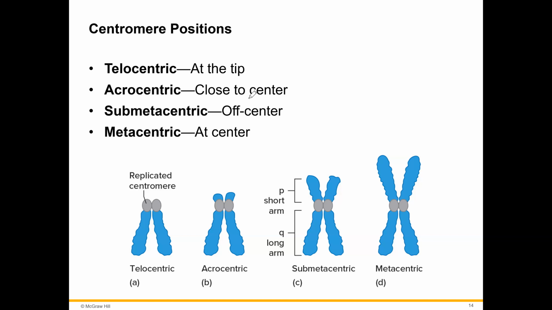Actually, acrocentric cannot be close to the center. It's close to the tip of the chromosome. Yes, I think this is just a typo over here. So we have telocentric, acrocentric, close to the tip, submetacentric, and metacentric.